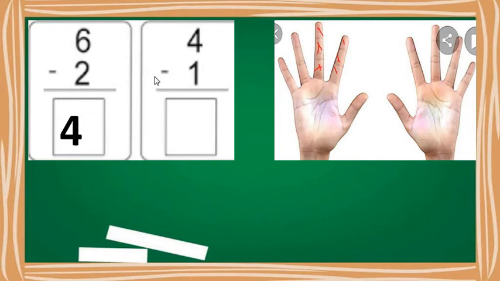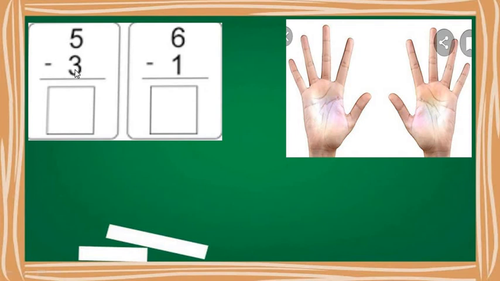Next sum is 4 minus 1. The sum is 4 minus 1. Start counting with me. 1, 2, 3 and 4. How many fingers you have to cross out? Only 1. Now count how many fingertips are remaining there. 1, 2 and 3. So we can say that 4 minus 1 is equal to 3.